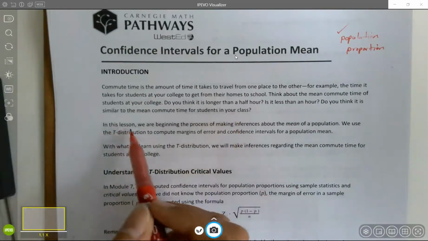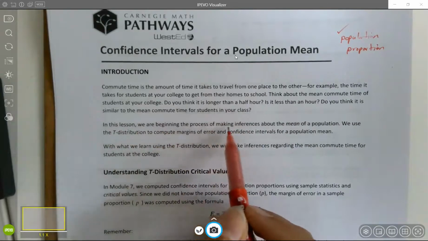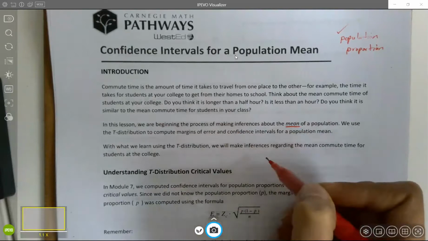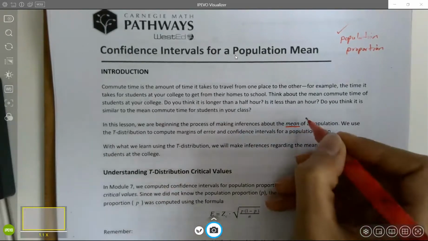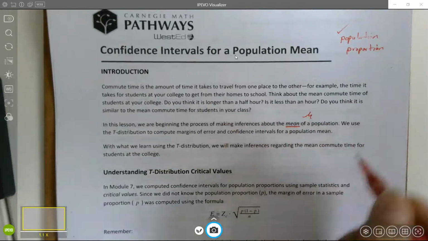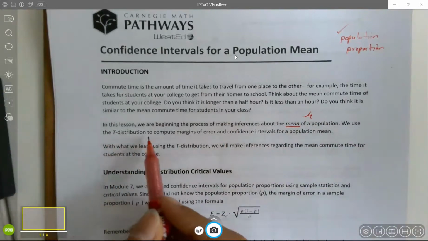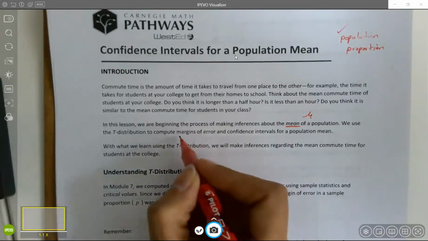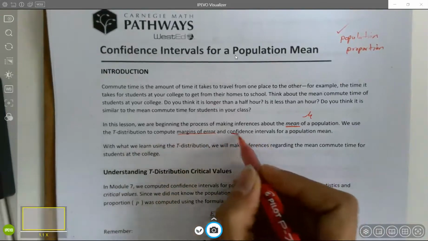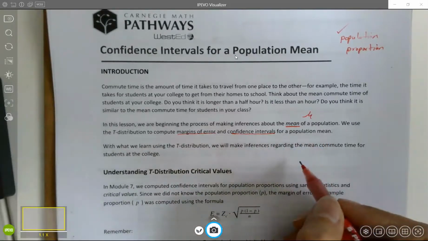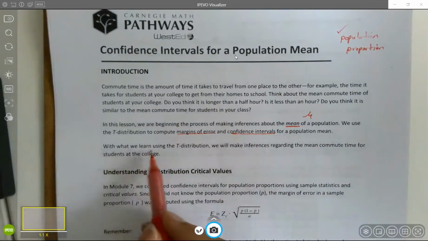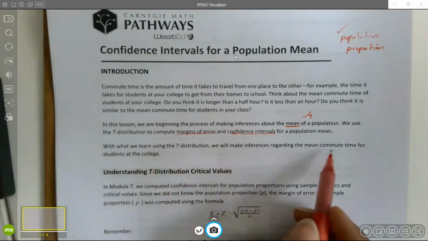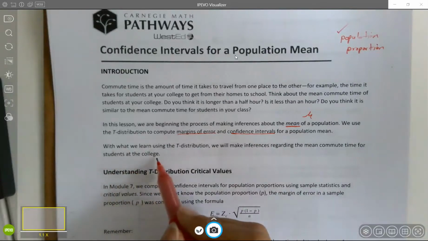In this lesson, we are beginning the process of making inferences about the mean of the population. Remember, the symbol for the population mean was mu. We use the t-distribution to compute margins of error and the confidence intervals for the population mean. With what we learn using the t-distribution, we will make inferences regarding the mean commute time for students at the college.